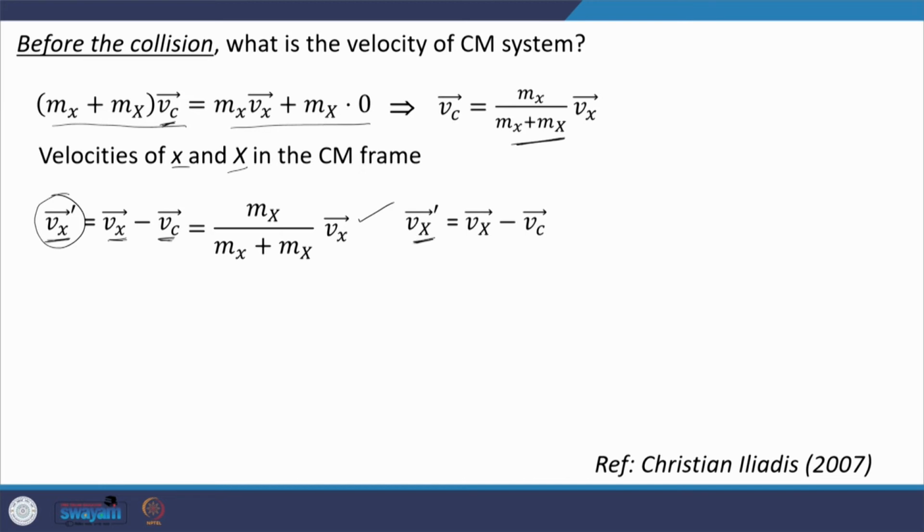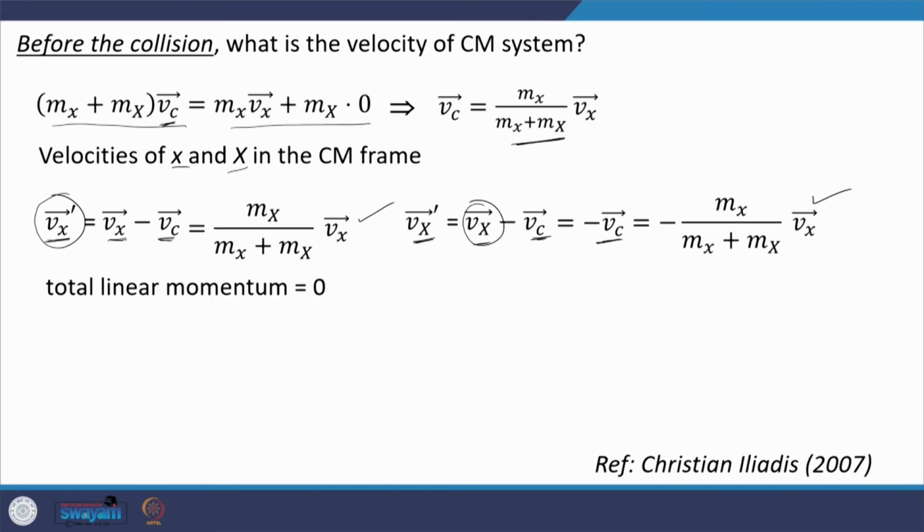What about the velocity of the target nucleus in the center of mass frame? It is the velocity of the target nucleus minus the velocity of the center of mass frame, and the target velocity is 0, and the velocity of the center of mass frame is given here. So, in terms of masses we can write it like this. The total linear momentum is 0 in the center of mass system, giving rise to this kind of relation. This gives us an idea about the ratio of the velocities of the projectile and target nuclei. They are nothing but the ratio of the masses of the product nucleus and the projectile.